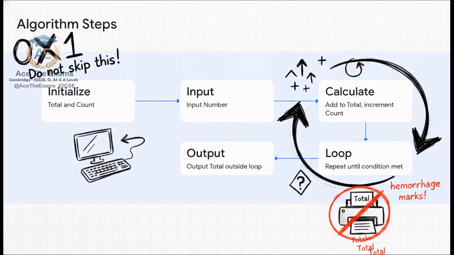Let's break down the exact step-by-step sequential mechanism you need to execute to steal those marks. Step 1. Initialize your total to 0 and your count to 1. Seriously, do not skip this. Step 2. Input the number from the user. Step 3. Add that number to your total, and then, this is absolutely crucial, increment your count by 1 so the computer actually knows a cycle just happened. If you forget to increment that count, your algorithm is trapped in an infinite loop forever, and your program crashes. Nobody wants that. Step 4, loop back up, but only until your condition is met.